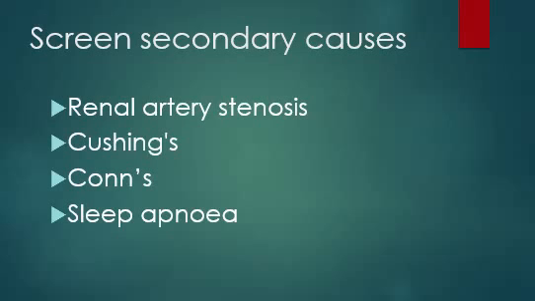Cushing's and Conn's. Cushing's is a high level of cortisol in the body. So if someone has Cushing's, that can also cause more sodium retention through the kidneys. Conn's as well. Sleep apnea can result in pulmonary hypertension, but also hypertension, also just general hypertension.